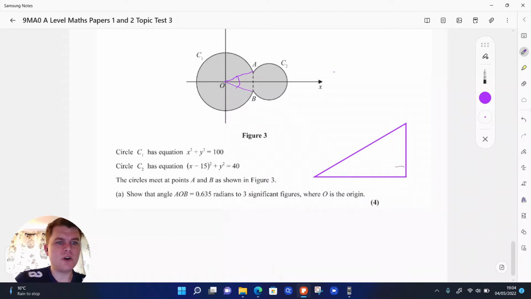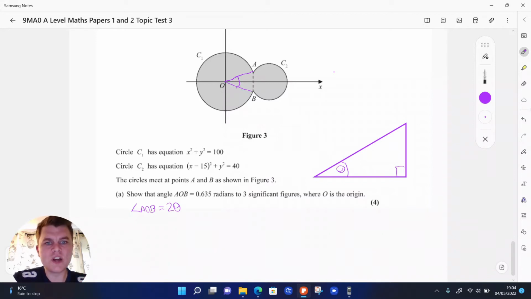Just labelling what we've got. We know this bit here, and we've actually got half of the angle that we want. I'm going to label that for the moment as angle theta. We know that angle AOB equals 2 theta. So just to make a note of that, because we're going to need that in a moment.